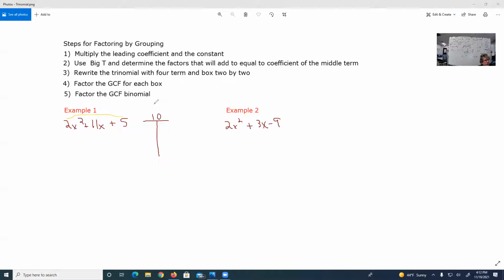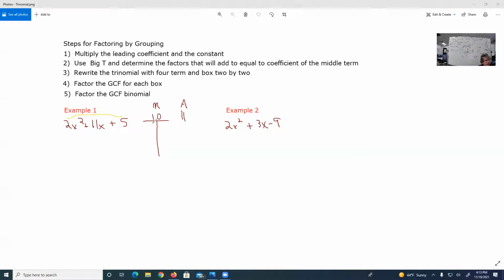So remember, we're going to have to do the factors of the 10, but we have to add to get this middle coefficient of 11. So step 2, we got the big T, but we got to determine the factors that will add to equal the coefficient of the middle term. So we need this 10 and this 11. So again, this is a good place to pause your video and I will continue on.